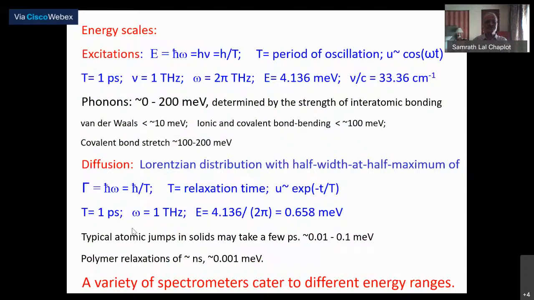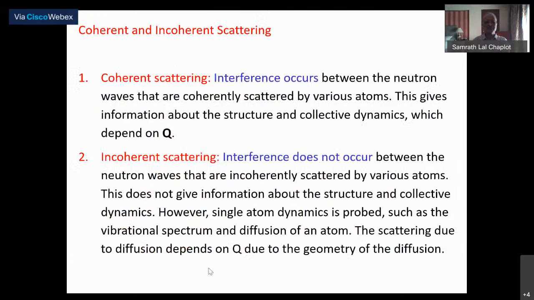We also said that for typical relaxation times of the stochastic dynamics of the order of 1 picosecond, the width of the Lorentzian function is 0.66 millielectron volt. And typically, this is the range of energies that neutron scattering can be used for. So these are the widths, and there typically this would mean a few nanoseconds onwards.